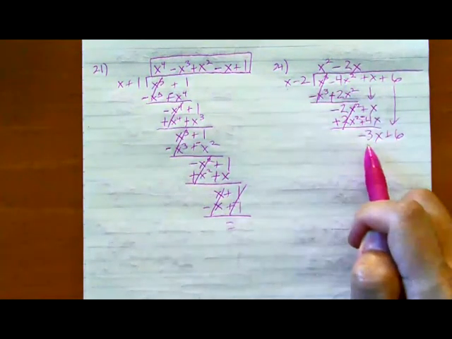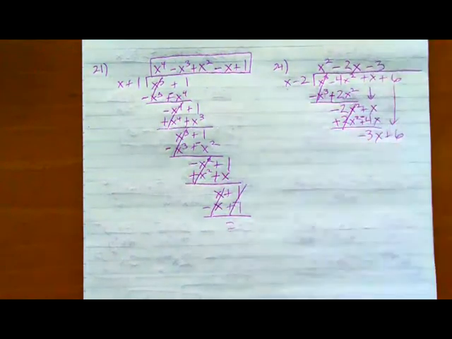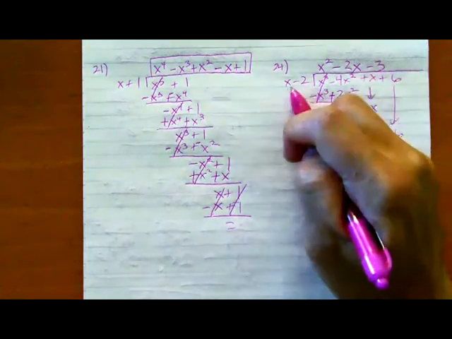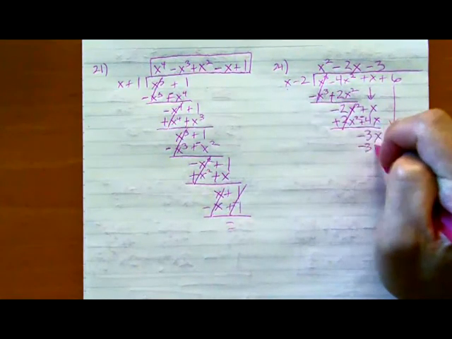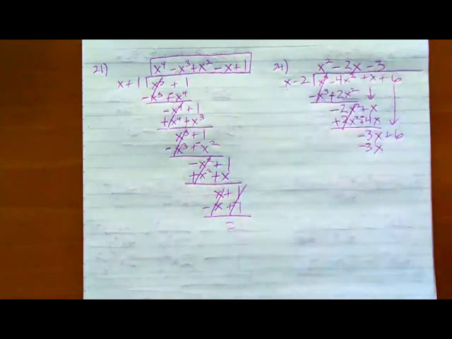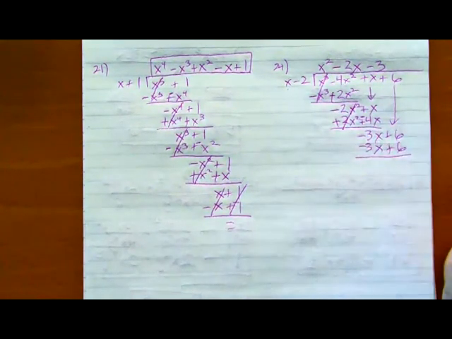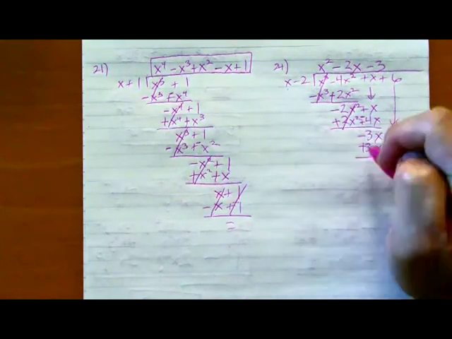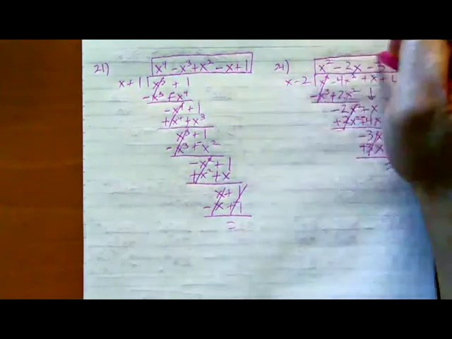Something times x is a negative 3x. Negative 3 will multiply to both terms. Negative 3 times x is negative 3x. Negative 3 times negative 2 is a positive 6. You need to subtract, so the signs change. That cancels, that cancels. This is your answer.